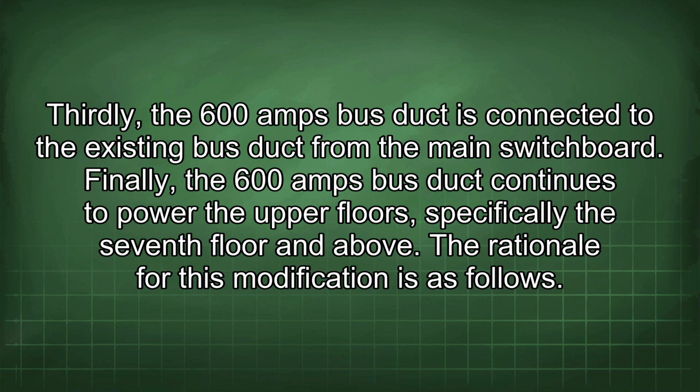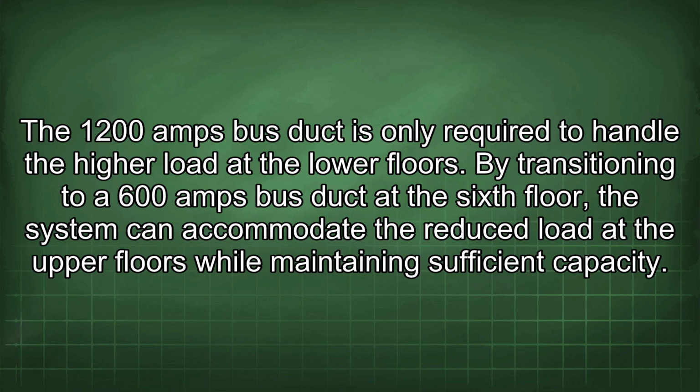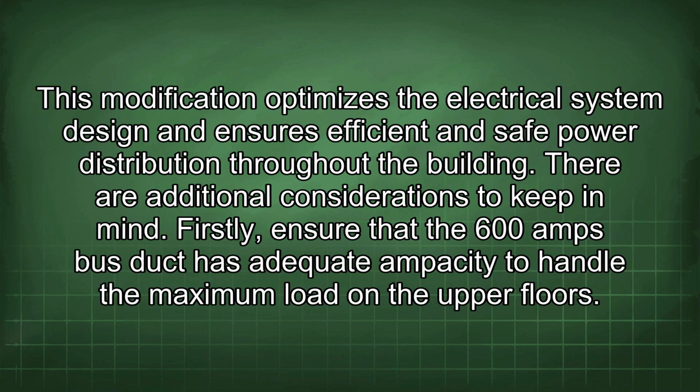The rationale for this modification is as follows. The 1200 amps bus duct is only required to handle the higher load at the lower floors. By transitioning to a 600 amps bus duct at the 6th floor, the system can accommodate the reduced load at the upper floors while maintaining sufficient capacity. This modification optimizes the electrical system design and ensures efficient and safe power distribution throughout the building.